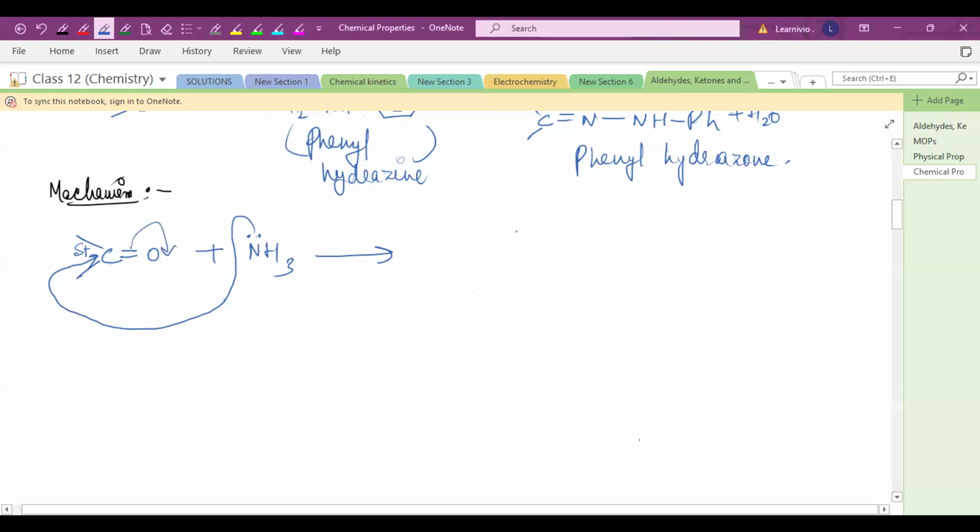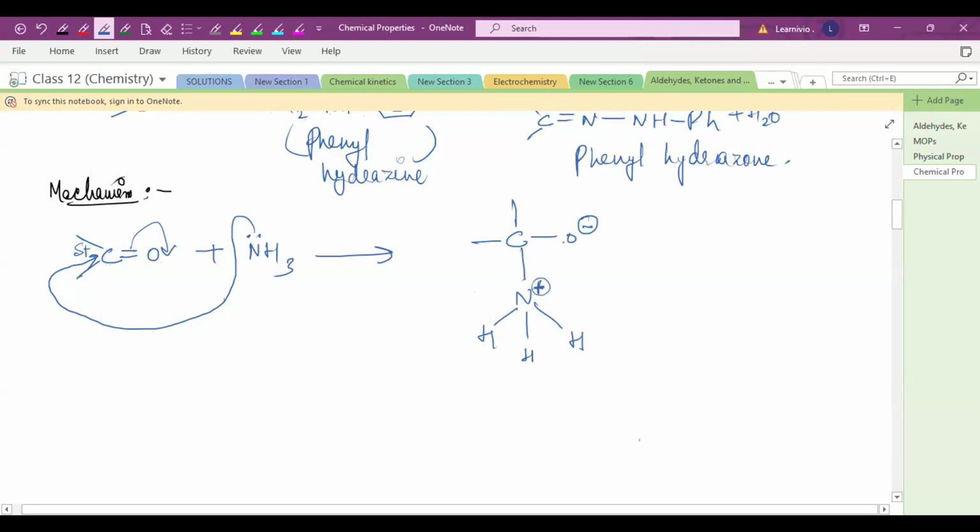So what happens? Oxygen gets a negative charge, and it will get NH3, three hydrogens. Okay, now let's understand the mechanism. Now see, here the nitrogen will get positive charge. Why? Because what is the valency of nitrogen? 3. But now it has 4 bonds. 1, 2, 3, 4 bonds. So it will acquire positive charge. The positive charge will be on the nitrogen.